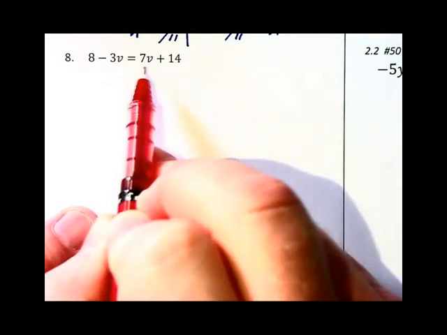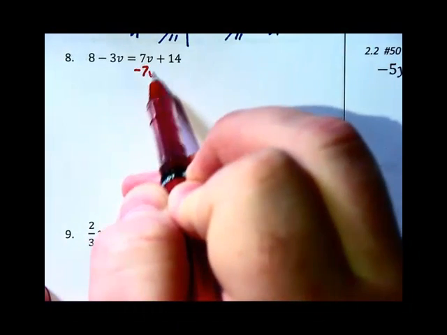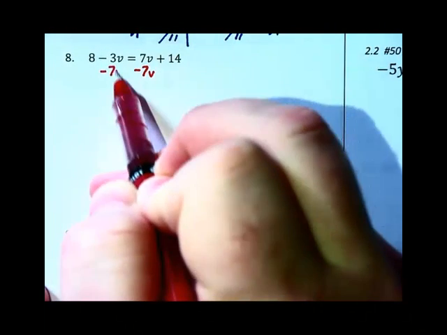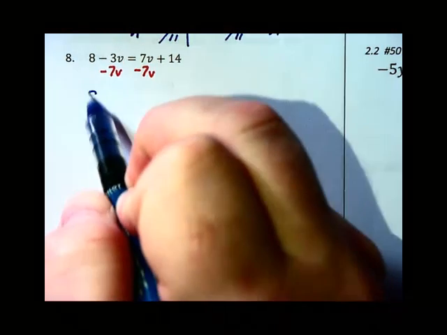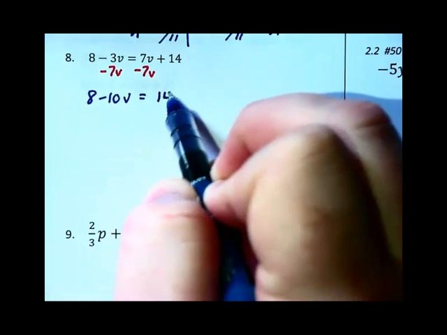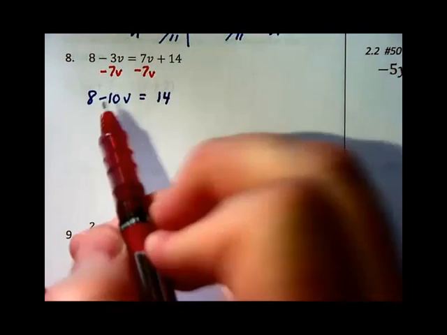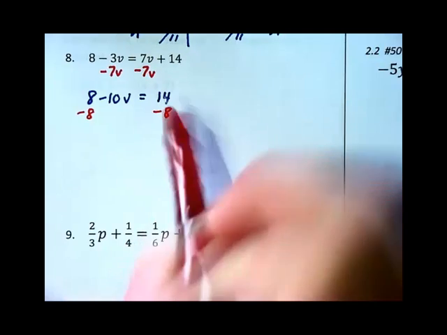I see v's on both sides of the equation. I want to get all of them to one side. I'm going to choose to subtract the 7v's off of each side. This will give me 8 minus 10v equals 14. And then we will want to subtract off this 8, getting the constants to the right hand side.